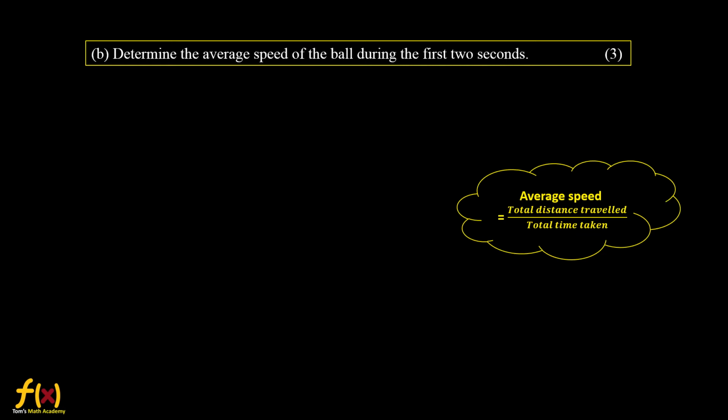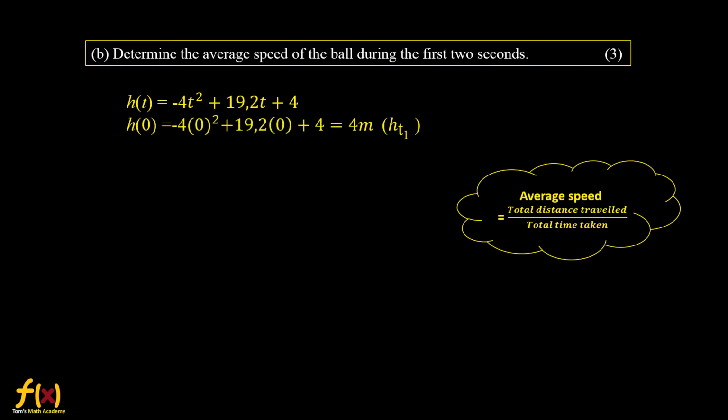How do we calculate the total distance? We already have the equation for the height or distance, s(t) = -4t² + 19,2t + 4. At 0 seconds, the time is 0 seconds. For the distance or the height, we substitute 0 in the place of t and we use the calculator, we get 4 meters. That is the height of the branch where Bongani is sitting.